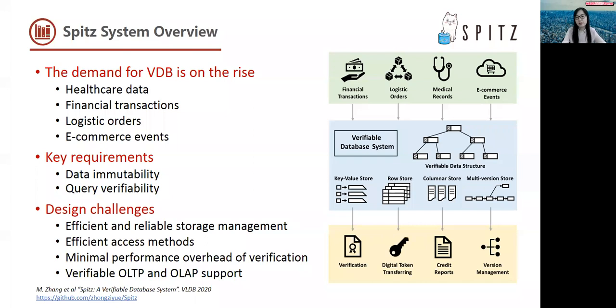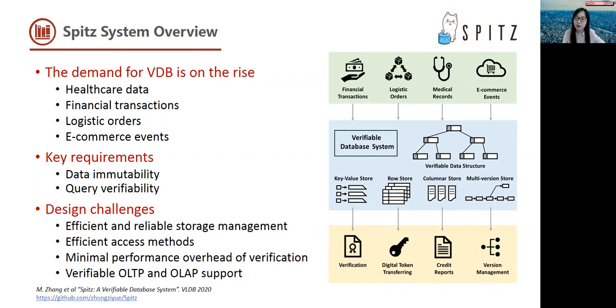And a verifiable database system needs to allow users to verify the integrity of both current and historical data. And we see the demand for VDB is on the rise, especially for sensitive applications and data management. And there are two requirements for VDB, namely the data immutability and query verifiability.